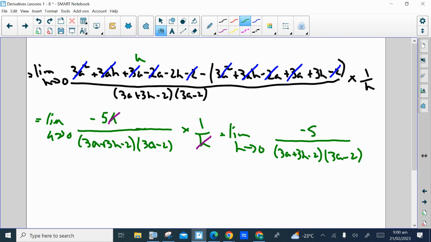And we can now let h equal 0. We can evaluate this limit. All that's going to happen is that this middle term in the first bracket is going to disappear. When you let h equal 0 there, it's going to be 3 times 0, which is just 0. But you're still left with 3a minus 2, which is the second factor on the bottom. So when we evaluate this limit, it'll be negative 5 over 3a minus 2 all squared. And then if we write it in terms of x, it'll be negative 5 over 3x minus 2 all squared. There's the value of the derivative of that original rational function.